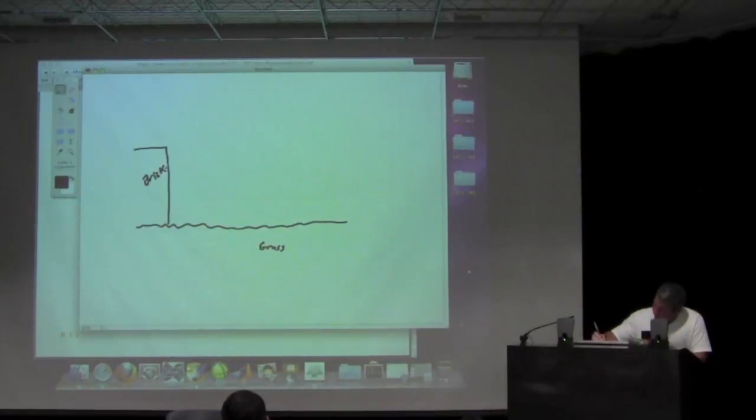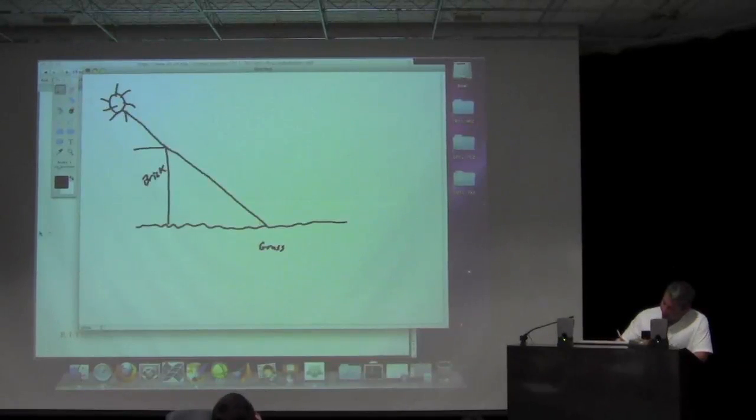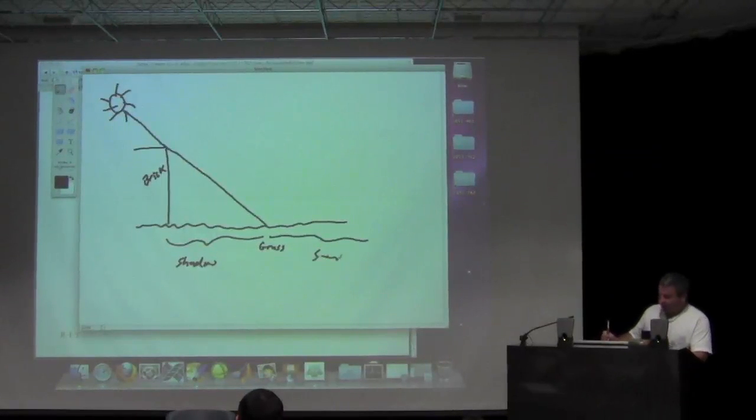Now let's put the sun over here. So we get a shadow that forms in here. This area is shadowed, and this area out here is exposed to the sun.